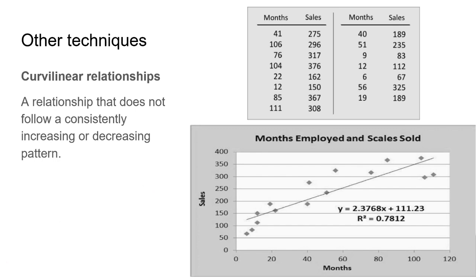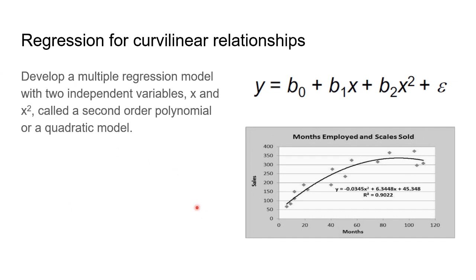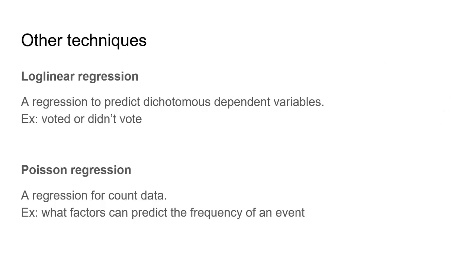There are other techniques available. For example, if your relationship is not linear, but is in fact curvilinear. In this case, we can use a regression that's made specifically for curvilinear relationships called a quadratic model, and it works the same and is interpreted the same way. And another case is if we have dichotomous dependent variables, we can use a logistic regression. And if we're using count data, we can use the Poisson regression.